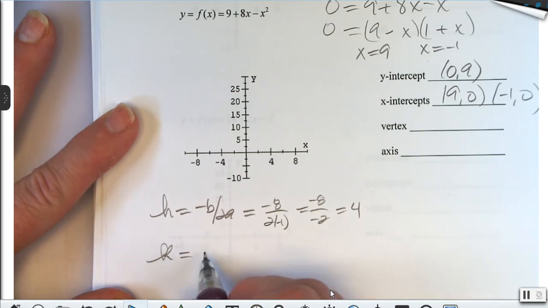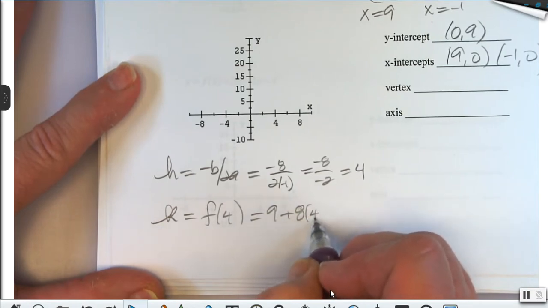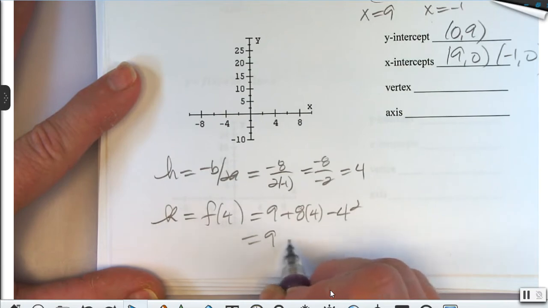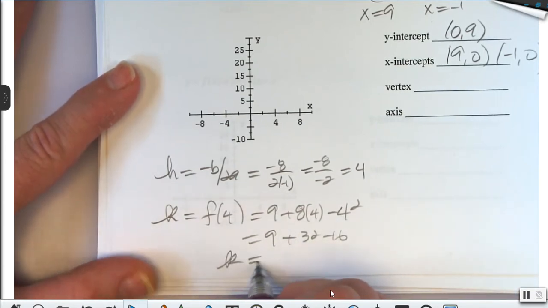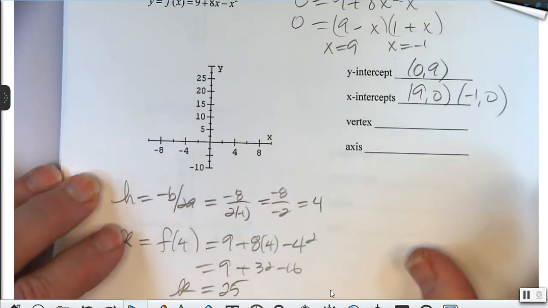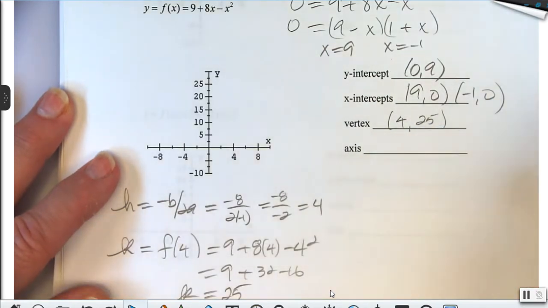k is going to be our function evaluated at 4. So I have 9 plus 8 times 4 minus 4 squared. So this is 9 plus 32 minus 16. If we were to add that up, I think k turns out to be a nice round 25. So my vertex is way up here at (4, 25).